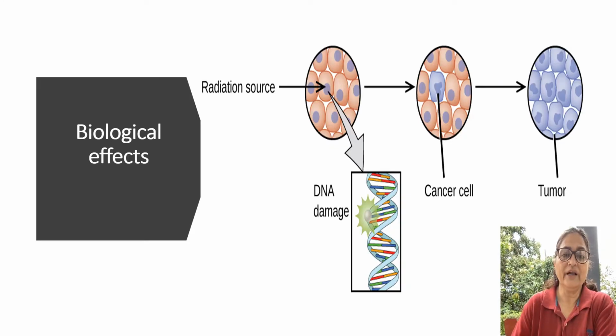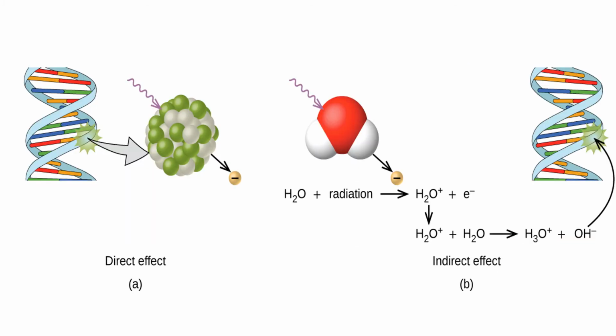Now, what are the biological effects they cause to humanity? The radioactive fallouts, basically the radiations, affect the DNA molecules found in our cells, and they damage the DNA molecules, or you may say they cause mutations. And after the mutation, the cell may become malignant. It can cause cancer, or it can cause a tumor. Radiation can damage our DNA molecules in two ways. It may be direct or it may be indirect.